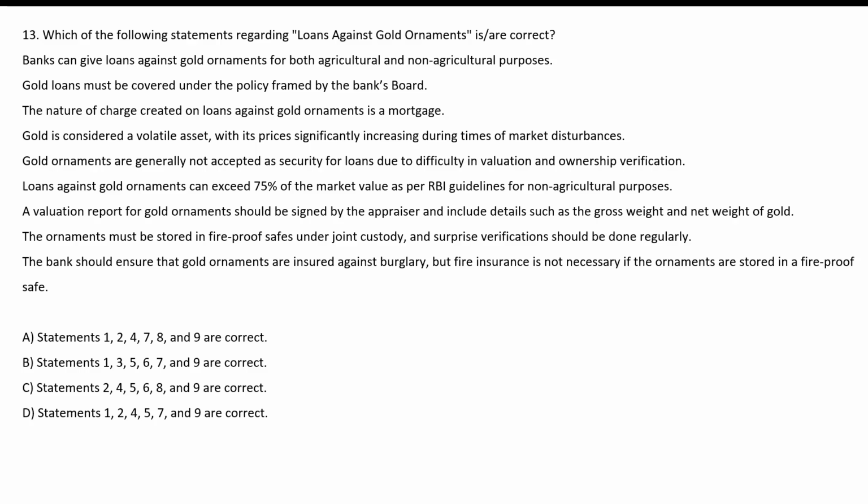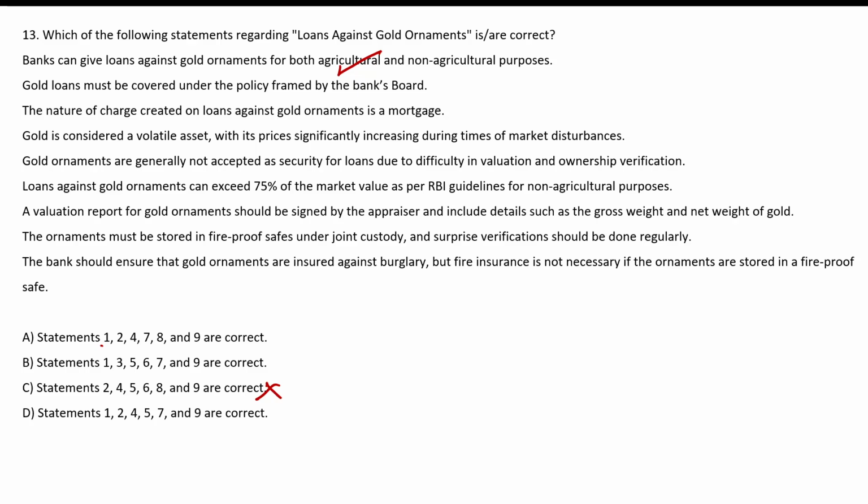So let's use that elimination method we have just studied here as well. So we need to see statement 1. Bank can give loans against gold ornament for both agriculture and non-agriculture purpose. So this statement is correct. So option C is eliminated because it does not contain statement number 1.